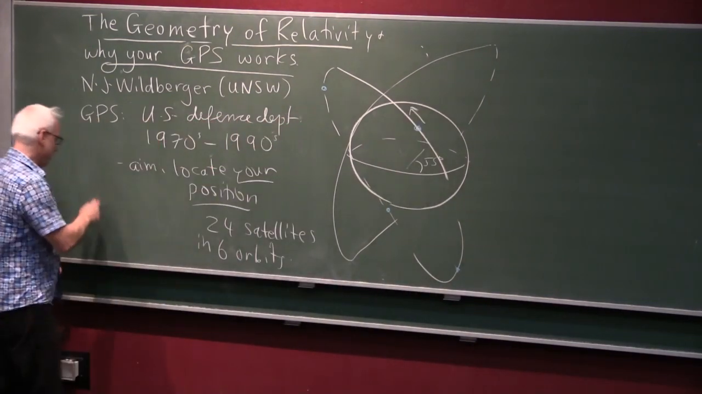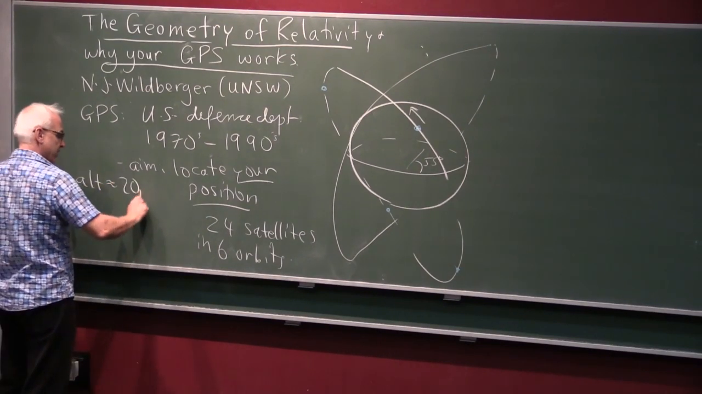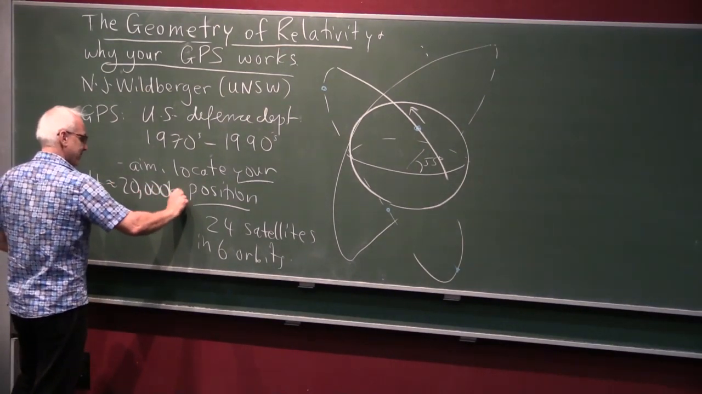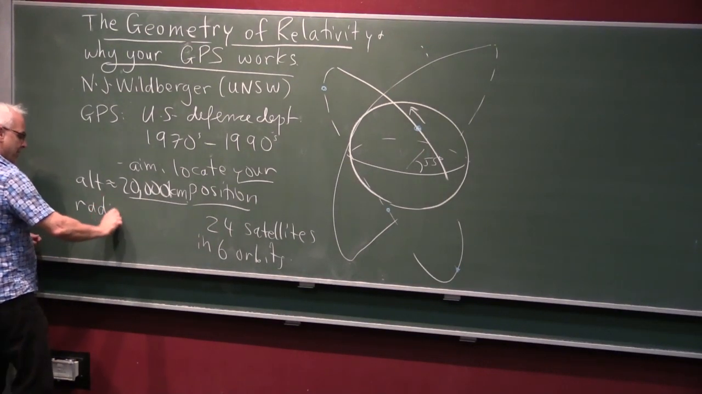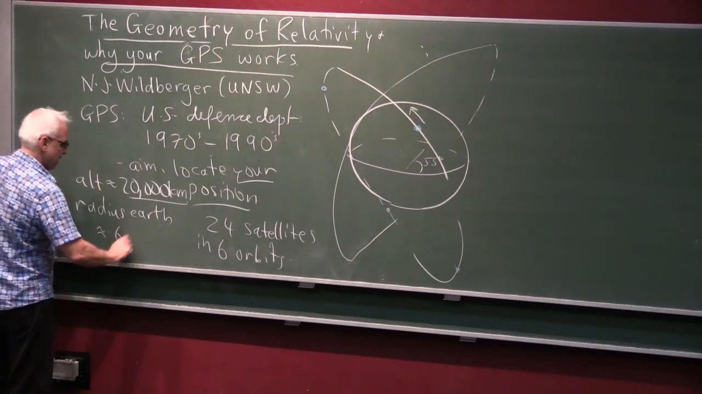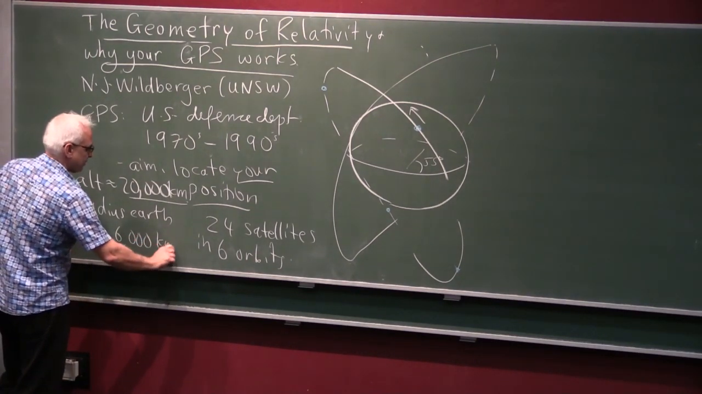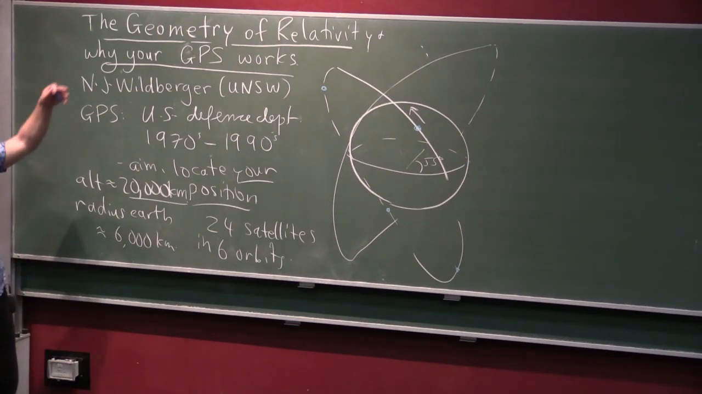And how high are they? They're roughly, the altitude is about 20,000 kilometers. I remind you that the radius of the Earth is about 6,000 kilometers. I'll just be using approximate figures in this topic. Okay, so they're reasonably up there, but not all that far.